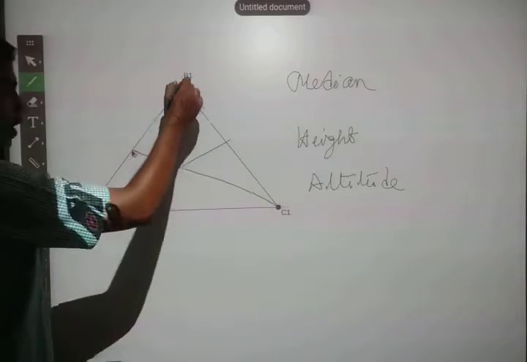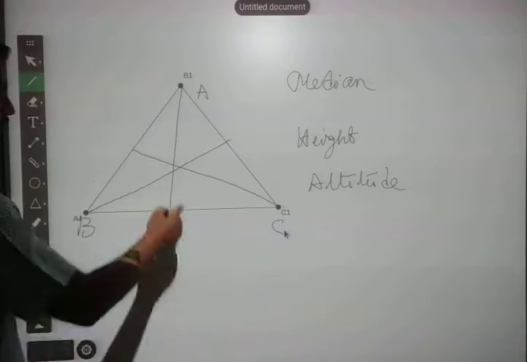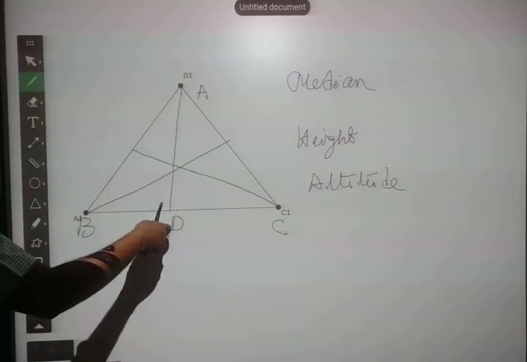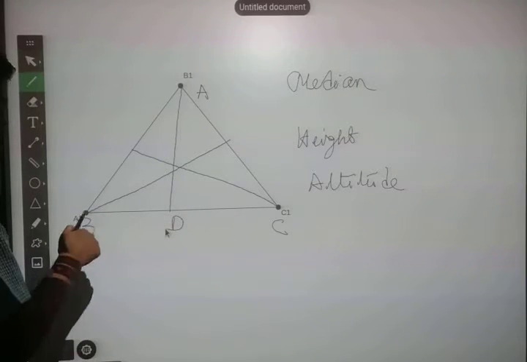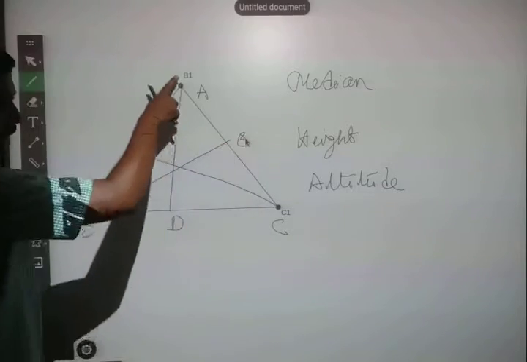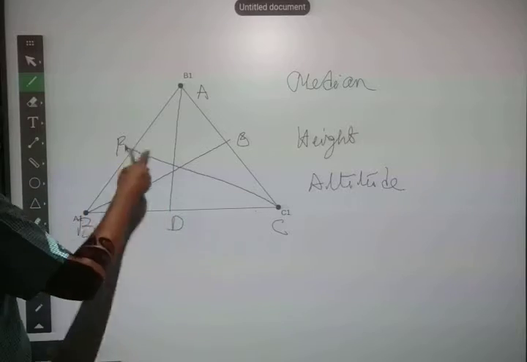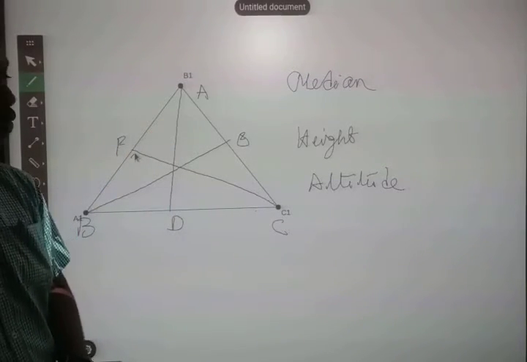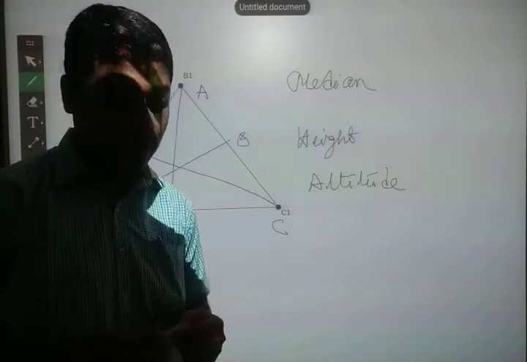Suppose for triangle ABC, this is D. So AD will be the median of the triangle ABC, and it will be the median of BC. Then similarly BE is the median of AC. And similarly, if I consider this as F, CF will be the median of AB. So this is what the median is about.